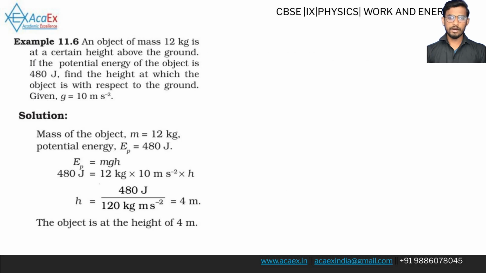An object of mass 12 kilograms is at a certain height above the ground. If the potential energy of the object is 480 joules, find the height. Given g equals 10 meters per second squared. Solution: mass m equals 12 kilograms, potential energy EP equals 480 joules, EP equals m multiplied by g multiplied by h. So, 480 joules equals 12 kilograms multiplied by 10 meters per second squared multiplied by h. This gives h equals 480 divided by 120, which equals 4 meters. The object is at a height of 4 meters.